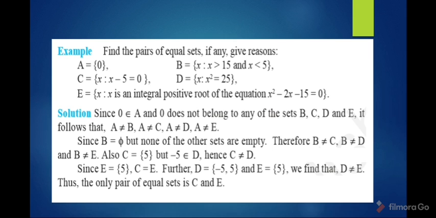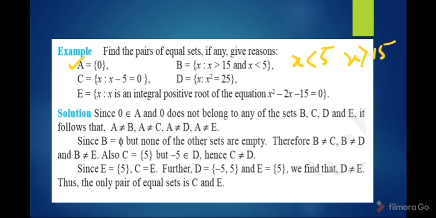Now another example: find the pair of equal sets, if any, and give the reason. Five sets are given, and you have to find the equal sets. A consists of only the element 0. B is the collection of x where x has to be less than 5 and x has to be greater than 15.